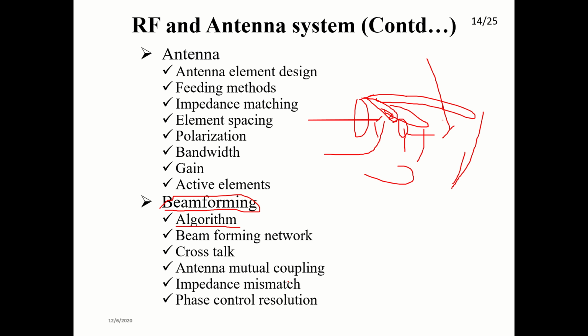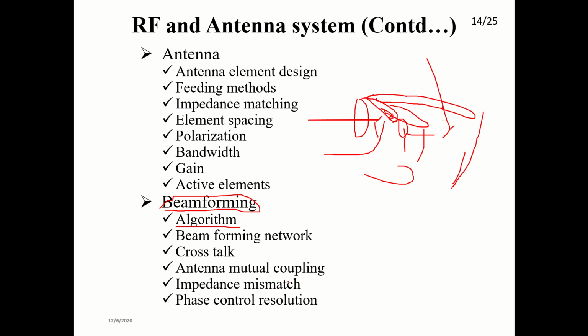So isolation should be very good between the MIMO elements, because in a massive MIMO array, each element is a phased array. Between one MIMO element and another MIMO element, there should not be any mutual coupling. So that is a serious problem.